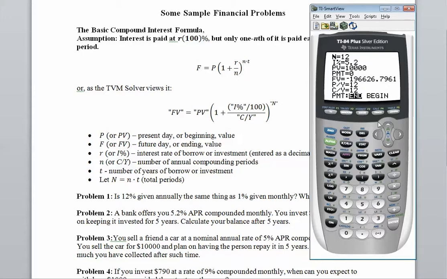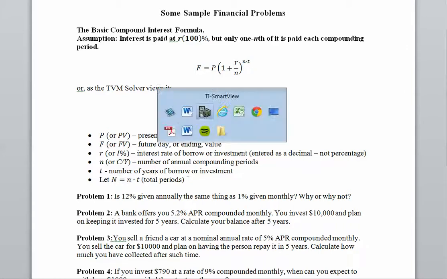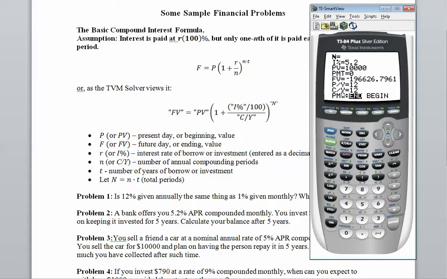Okay, so how would I do this now? Well, I need to actually tell the calculator how long this investment is going to go for. So notice that capital N is really just the total number of months or days or years, or however frequently interest is compounded. So essentially what goes in for N is n times t, the total periods. I'm compounding monthly, so that would be 12, and this is happening for 5 years, so we would multiply this by 5. That would give us a total of 60 months.